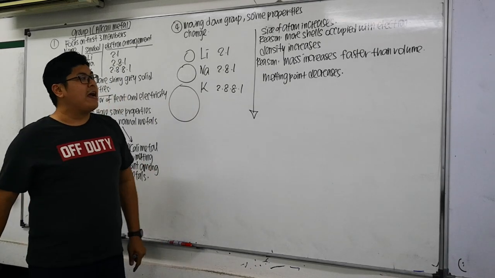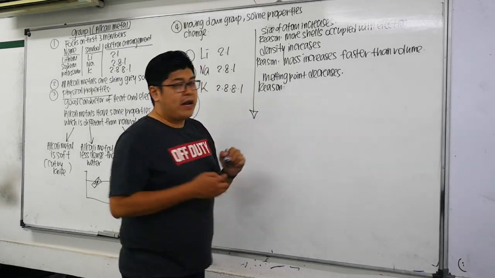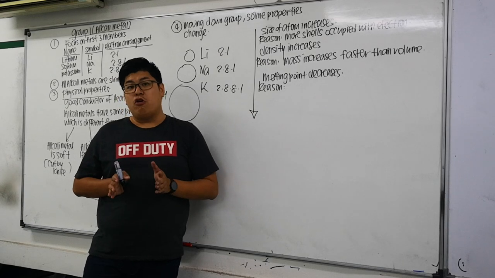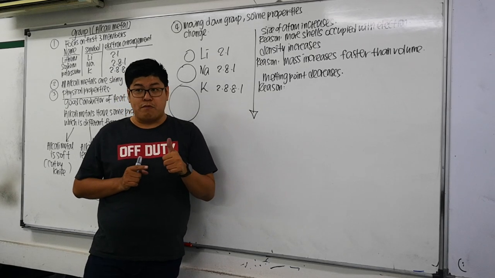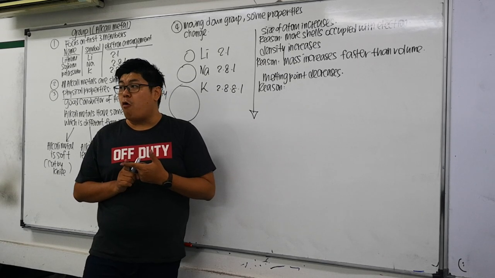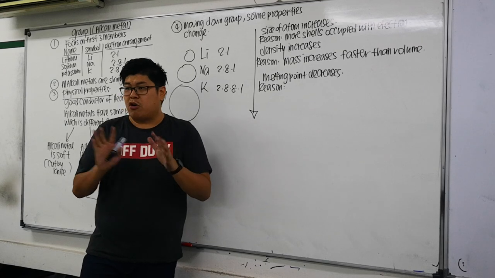So why? Okay, guys, I told you 2 weeks ago, whenever you want to talk about melting and boiling point, your answer must include the force of attraction to be broken and the heat that you needed. Because remember, when you want to melt or boil something, you need to overcome the force of attraction, okay? So the concept is very simple.